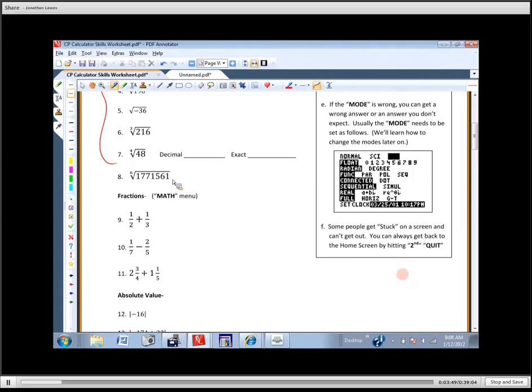Okay, so would you type this into your calculator, get an answer, and then compare it with your neighbor? So the sixth root of, let's see, what do we got? 1,771,561. Type that into your calculator, compare with your neighbor.